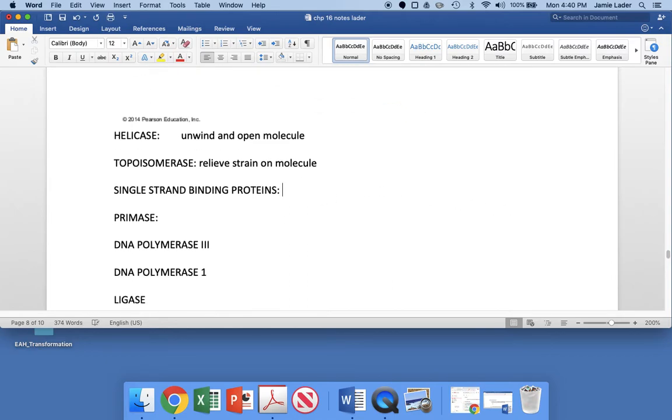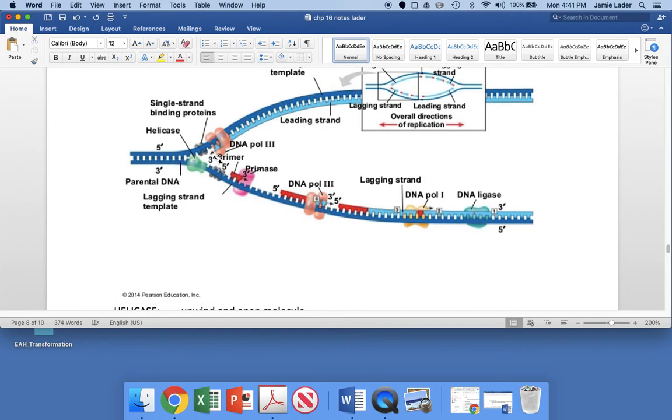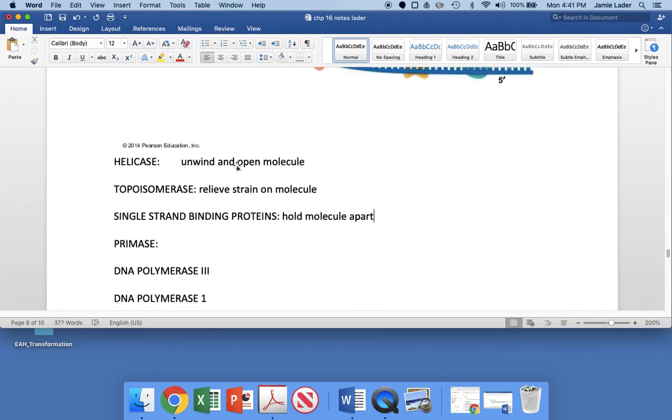That's a good joke. Single-strand binding proteins, those are really cool. SSBPs, as us nerds like to call them, and you can see it right here. We opened up the molecule, but these are sticky ends, and they just come right back together. We don't want that to happen. So what single-strand binding proteins do is they bind to the molecule, and it prevents the DNA molecule from coming back together. They basically hold the molecule apart. Okay, or SSBPs. That's my next license plate.